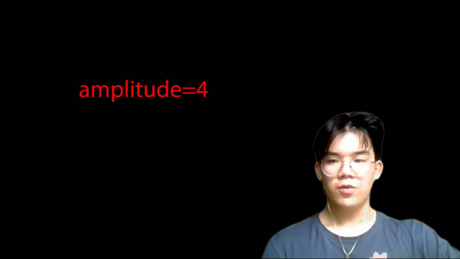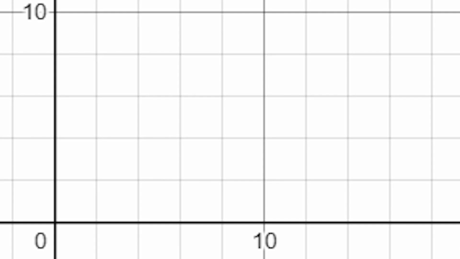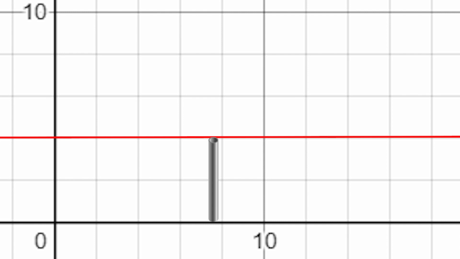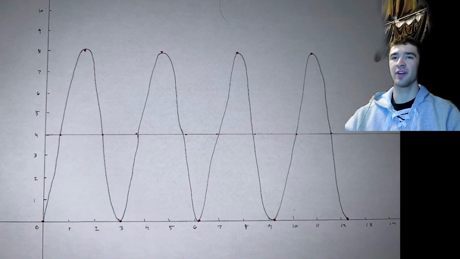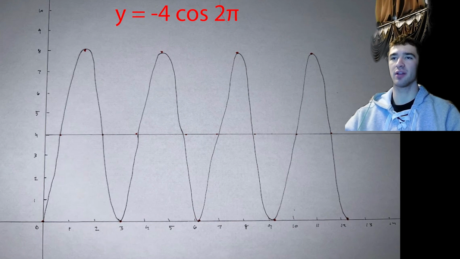The amplitude is 4 since the pipe is 4 feet long, and the midline is 4 above the x-axis because the pipe is swinging in a circle without being in the ground, and the graph is negative because it begins at the bottom like the lightsaber. The final graph of our metal pipe is y equals -4 cosine 2 pi divided by 3.08 times x plus 4.